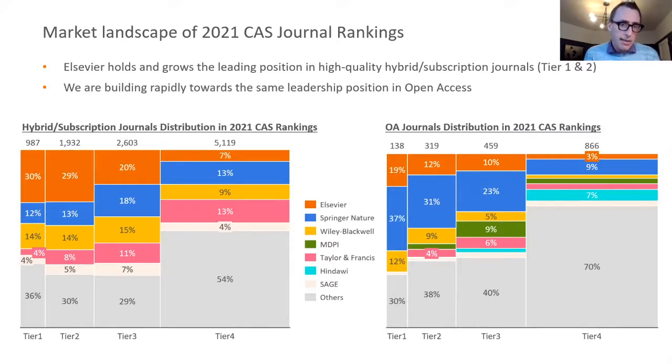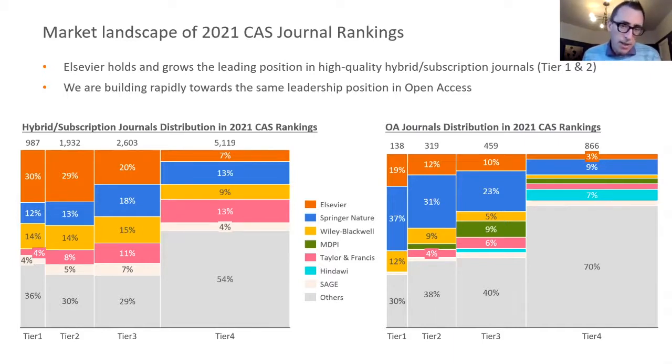But you can see that Elsevier has a phenomenal market share within the tier 1 and tier 2 subset, which is where we want to be. And of course, you as society partners are a huge part of that. It's incredibly healthy for us to be there, because it means that we can continue to attract good submissions from good authors. On the OA side, which is on the right hand side of the page, we're kind of catching up. Springer got off to an earlier start than we did in open access.